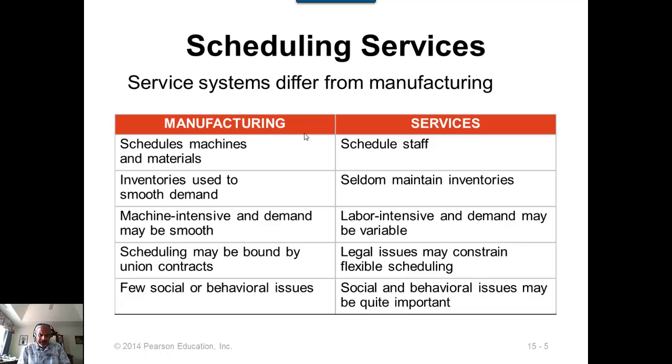When it comes to scheduling in a manufacturing environment, the social and behavioral issues of customer contact are almost non-existent because in a manufacturing environment, customers are not present during the production situation. When the product gets produced, they are not present there. Whereas in the service industry, customers are present, or oftentimes the service is provided to the customer in their presence, so customer relations and social and behavioral issues become extremely important. So these issues must be taken into account when you do scheduling for service.